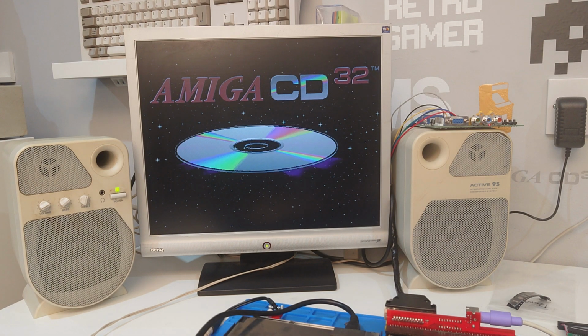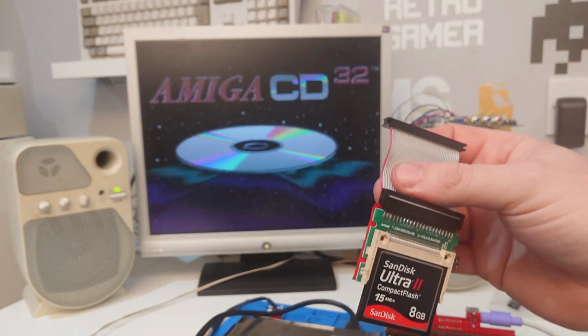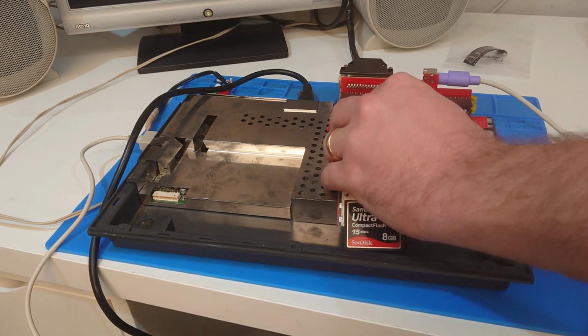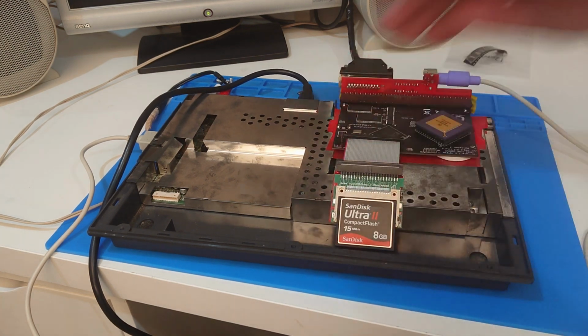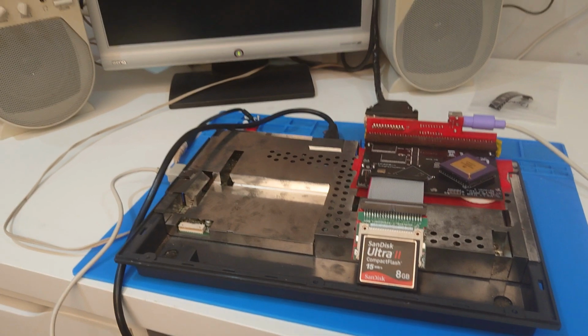Very, very promising so far. It's looking good, isn't it? It is looking good. Let's get our CF card attached and let's see if she'll boot into Workbench. Not so good.